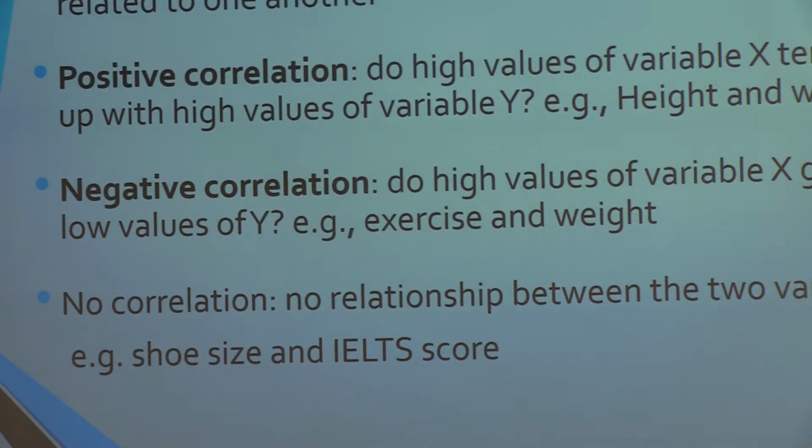Sometimes there could be no relationship between the 2 variables. Shoe size and IELTS score, right? There's no relation at all, right? Okay. So basically, Pearson correlation will measure 3 types of correlation: positive, negative, or none. Okay.